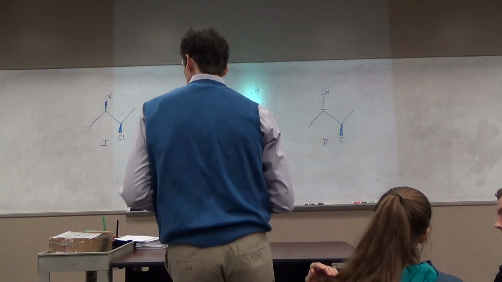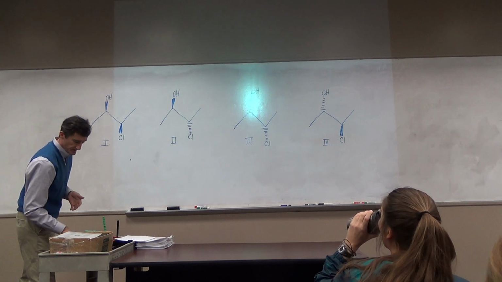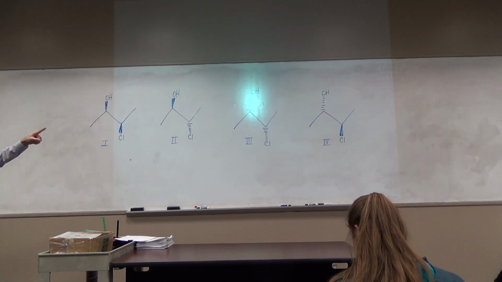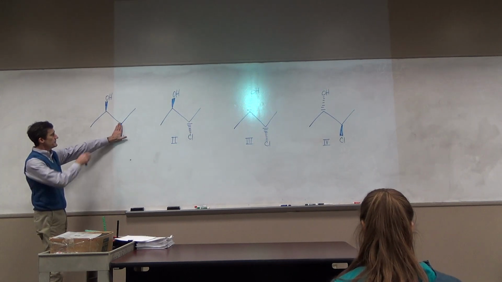Okay guys, let's get going. 4 compounds on the board we talked about last time. We showed these have relationships to each other. These are 4 stereoisomers of, if the chlorine wasn't there, that'd be 2 butanol.